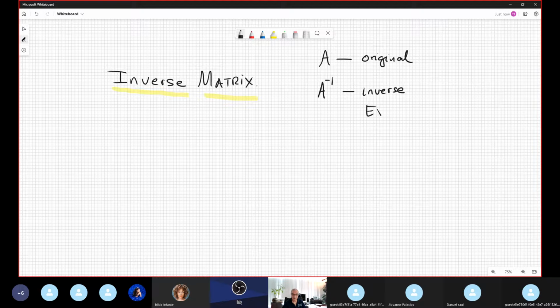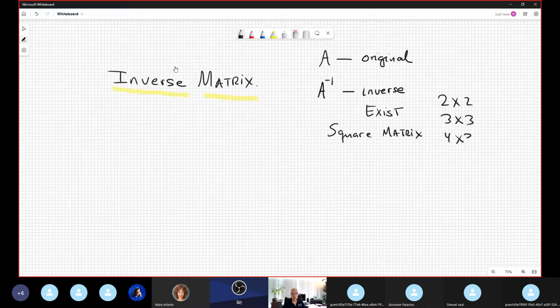The requirement for the inverse to exist: the inverse exists under two conditions. Only for a square matrix. What does square matrix mean? 2 by 2, 3 by 3, 4 by 4, so the same amount of rows and columns. It's impossible to find the inverse matrix of a rectangular matrix, suppose 2 by 3. No, impossible. It has to be square. Only the square is possible.